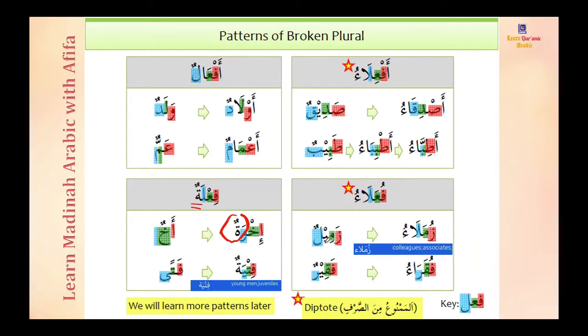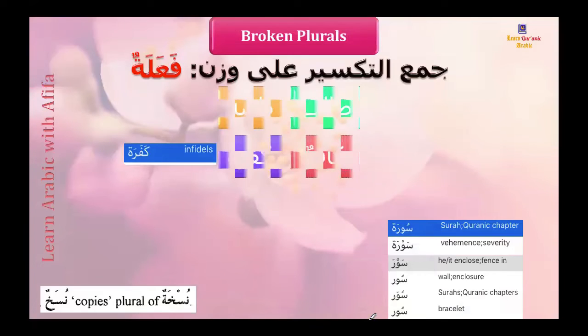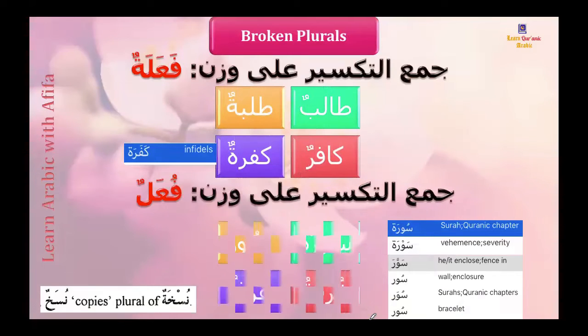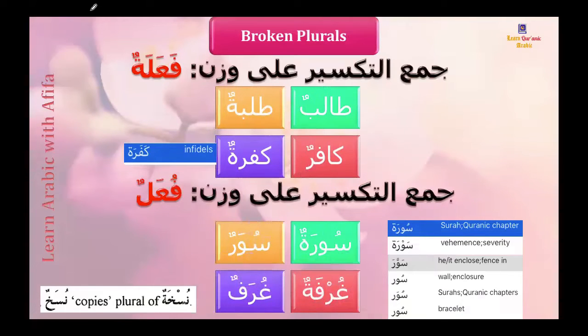Okay. So these patterns are diptotes. We'll talk about this a little bit later. We studied in the previous lesson what a diptote is. Some of these plural patterns are diptotes. We will study about this a few slides later. Okay, so what we look at here is more patterns. These are the patterns with the ta marbuta at the end. Okay, this is another pattern.